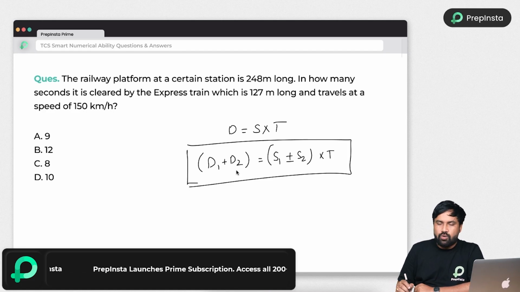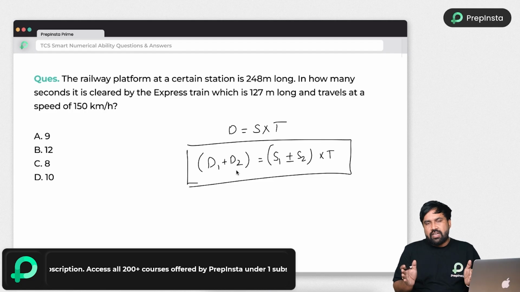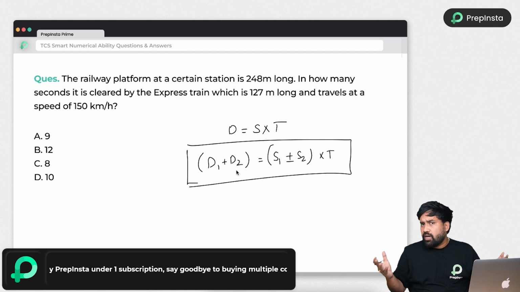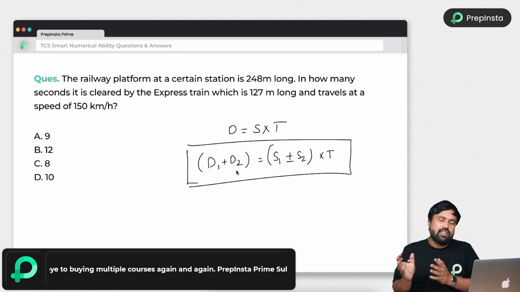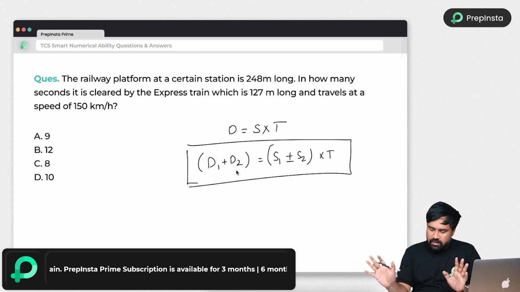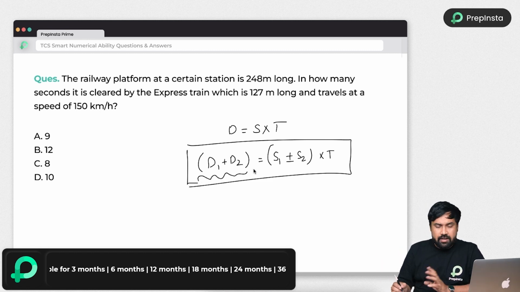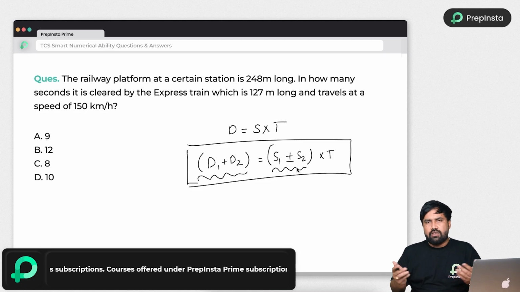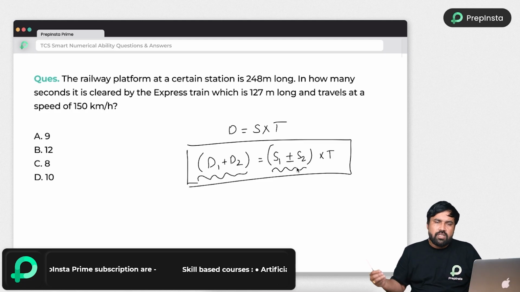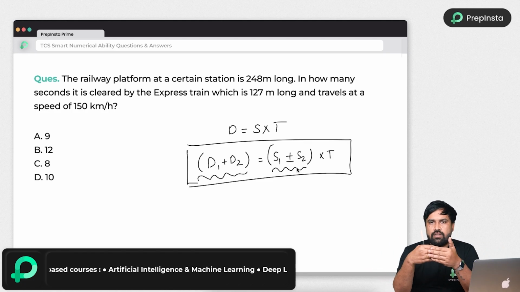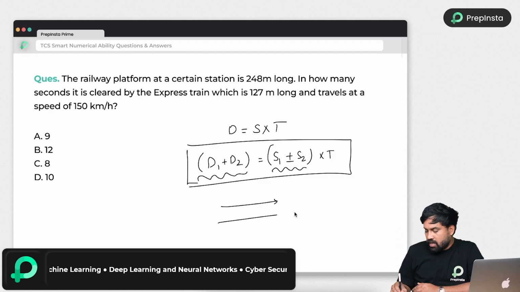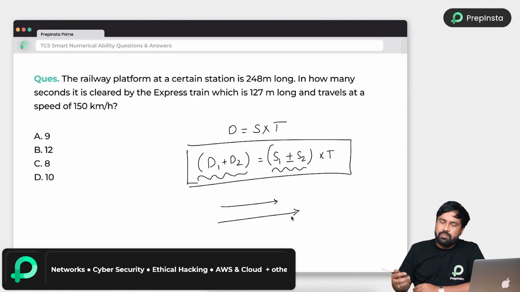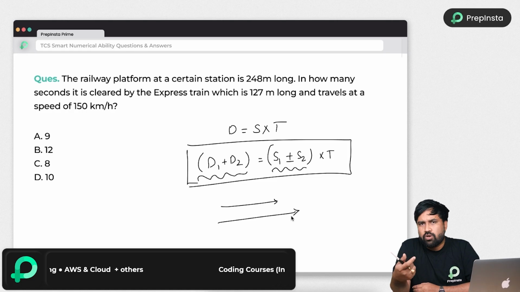So here d1, d2 are the length of the train, the length of the platform, or the length of the two trains, or the length of one platform or another train, or any block or anything. So distance, you always need to add, and the speeds you need to sometimes add, sometimes subtract. For example, if the objects are moving towards each other, the speed will be added. Traveling in the same direction, the speed will be subtracted. This is called the relative speed concept.